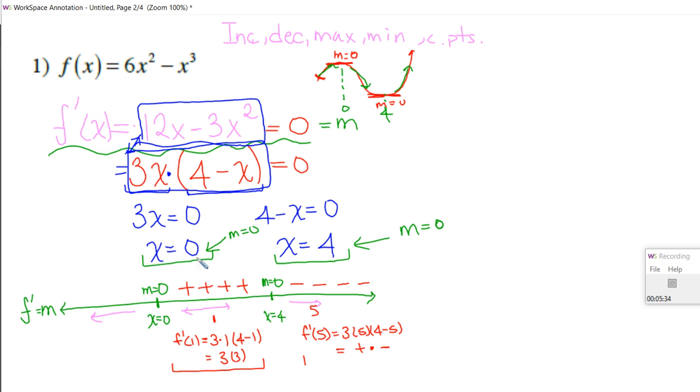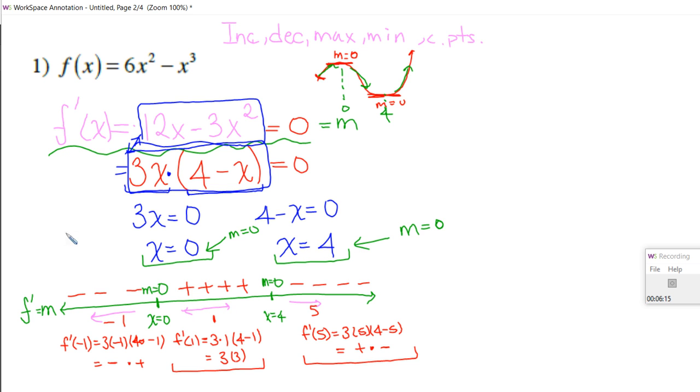Now let's do a similar thing here. Let's pick negative 1. So f prime of negative 1, the slope at negative 1, is 3 times negative 1 times 4 minus negative 1. That gives me a negative number times a positive number, which becomes a negative number. So here's what we found.